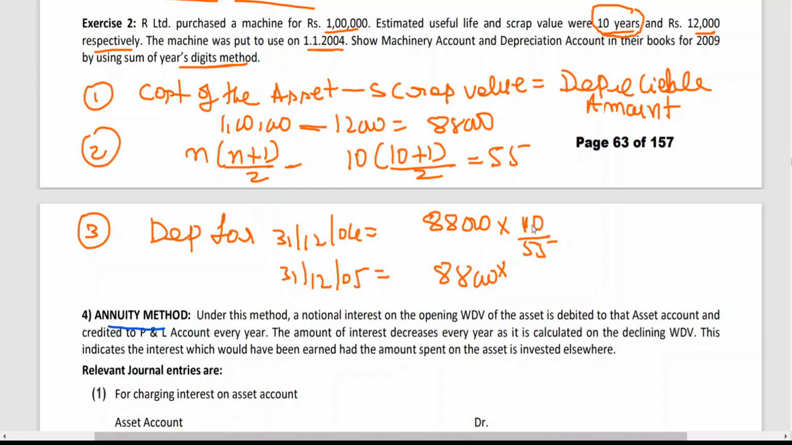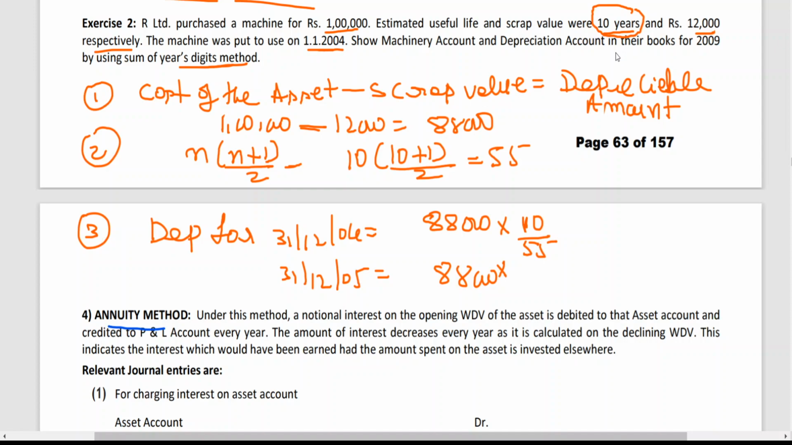First year you take the number of years. Second year onwards, n minus 1. First year you do not use n minus 1. First year depreciation is always n, number of years, numerator 10 years, by n into n plus 1 by 2, 55. This is always the denominator.